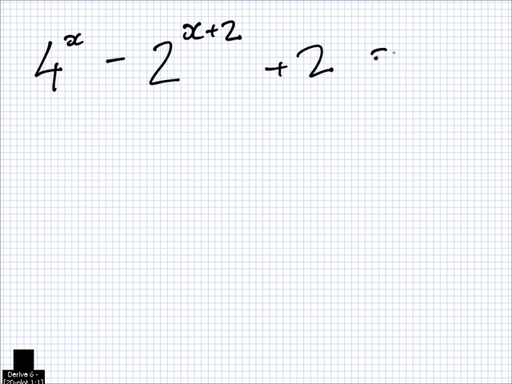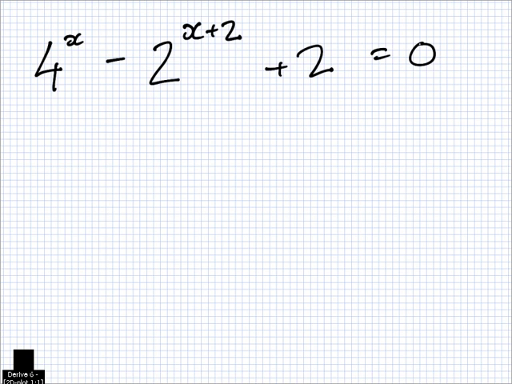Right. This question is actually from an exam paper. So, can you read it out? 4 to the power of x minus 3 to the power of x plus 2, plus 2, like this, and this equals 0. This one's a little different. Not much, a little different.